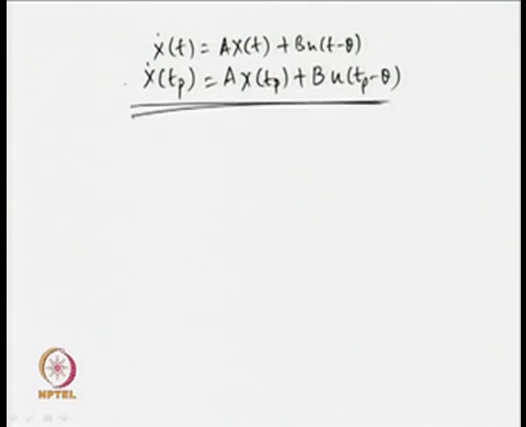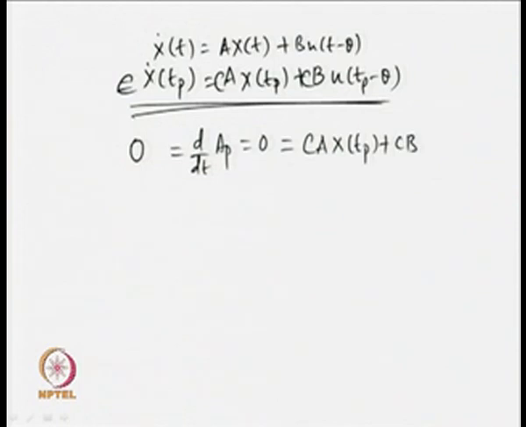But C x dot(Tp) will now be C A x(Tp) plus C B u(Tp minus theta). The left hand side is equal to 0, because you have seen that the first order differentiation of the peak amplitude has to be 0. So, this is equal to C A x(Tp) plus C B u(Tp minus theta).